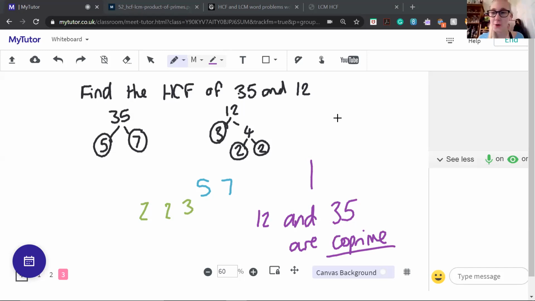Okay, cool. So if you still have any problems with this, just whack a question on, hang on till the end, because I will be going over some more questions. I'll be doing lowest common multiple, then some word questions.